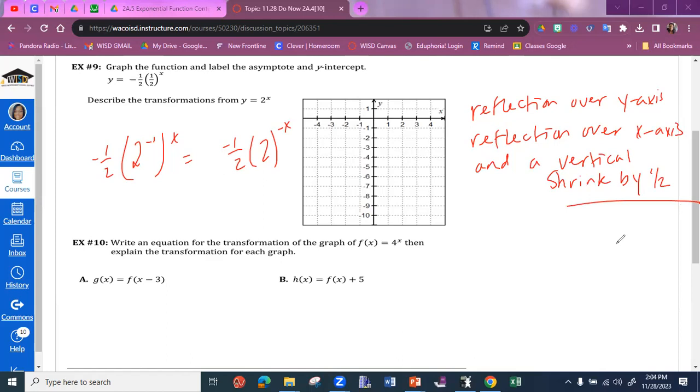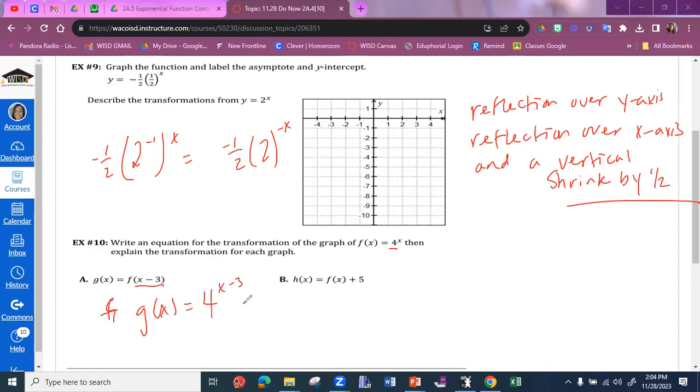Also for number 10, do we just describe the transformation, or do we also need to put it in terms of the equation? You're writing the equation and just describing the transformation. Yes, shrink means compression. It's compressed. Okay, so on 10, for example, 10a, your base now is 4, and you're replacing your x with x minus 3. So you have g of x equals 4 to the x minus 3.